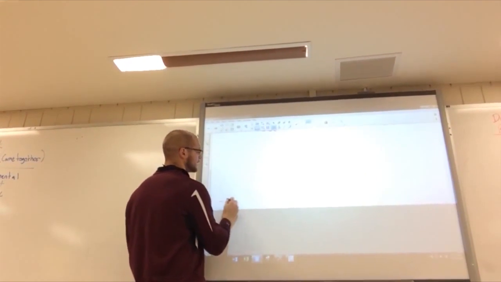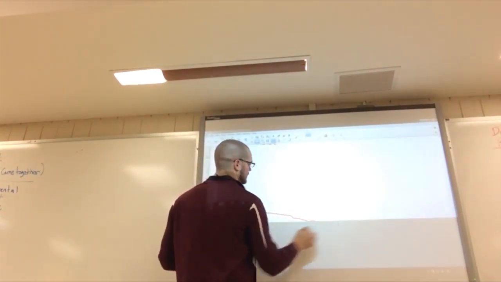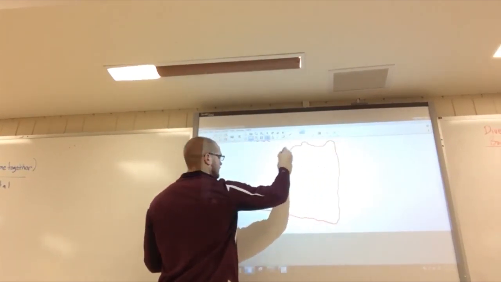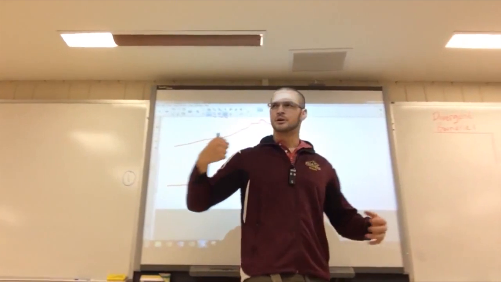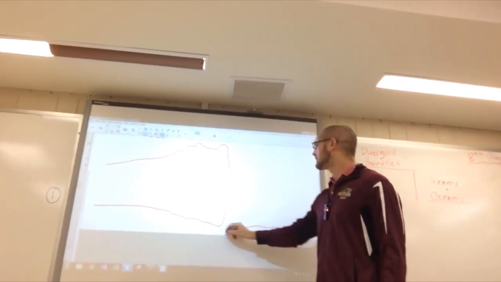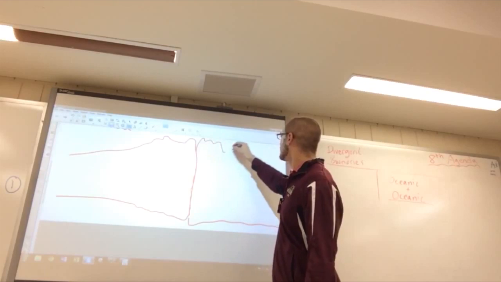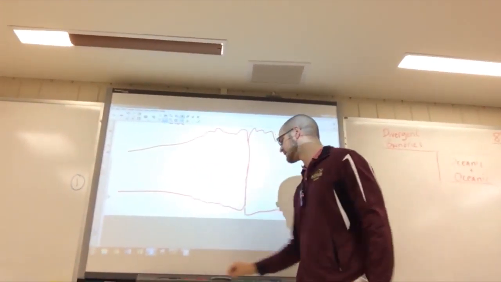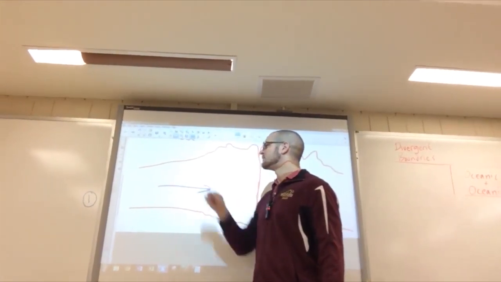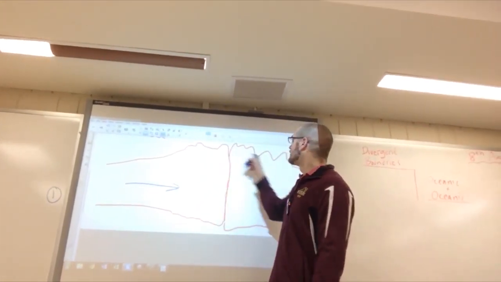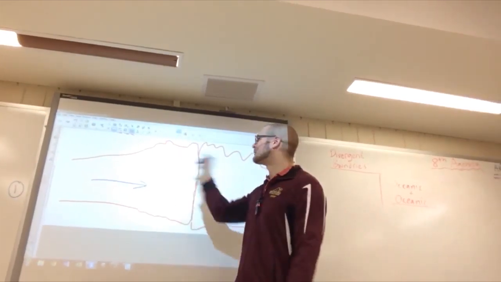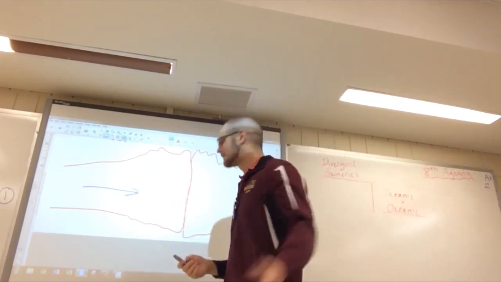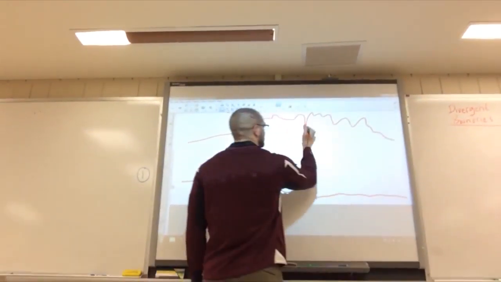So the India plate gets smushed, and that Asian plate gets smushed too. They're getting smushed together as the India plate pushes in. And what is my little terrible drawing showing? Which mountain range? The Himalayan. The Himalayan mountain range.